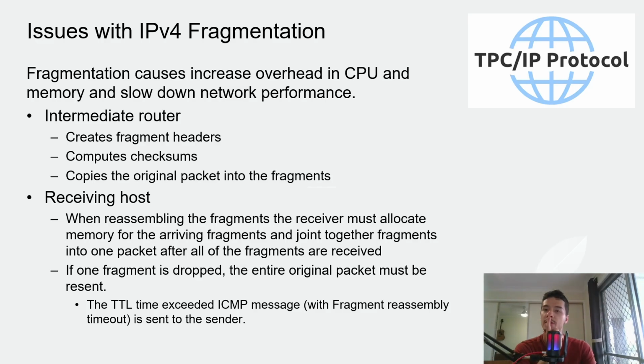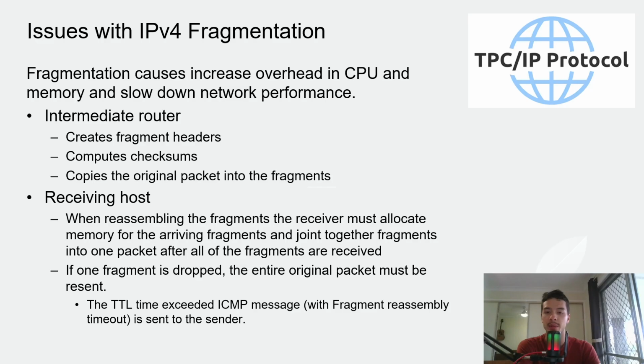You've got issues with IP fragmentation. Fragmentation can cause overhead in the CPU and memory, which slows down network performance. The intermediate router creates fragment headers, computes checksums, and copies the original packet into the fragment. So these are all computationally expensive, even though they're probably not that bad, but it just adds overhead for sure.